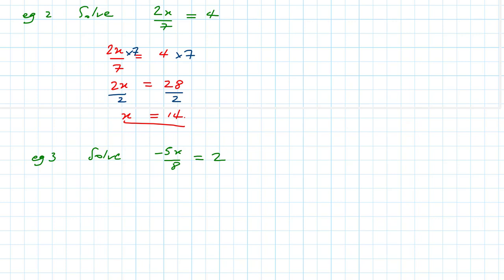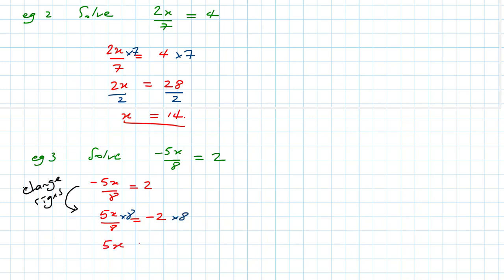Okay, negatives in that, same as before. So we write out the question. Again, we want to deal with our negatives here, so we're going to change the sign of everything. I want the x's to be positive, so that gives me 5x over 8 equals negative 2. Now we get rid of the fraction, so multiply by 8, so 5x equals negative 16, and then we're going to divide by 5, so x is equal to negative 16 over 5. And again, I'm happy with the answer as an improper fraction.